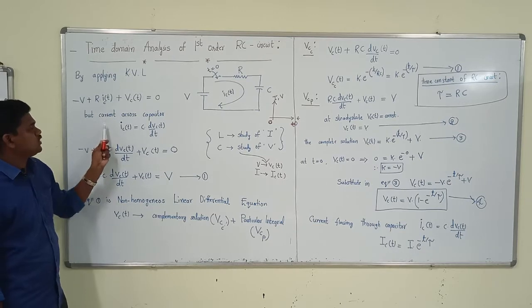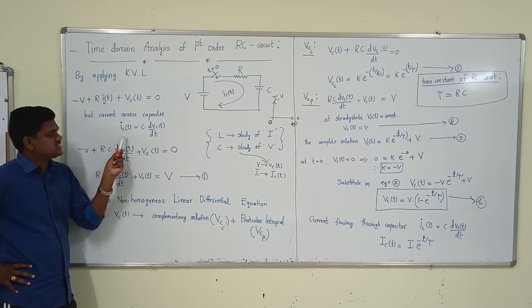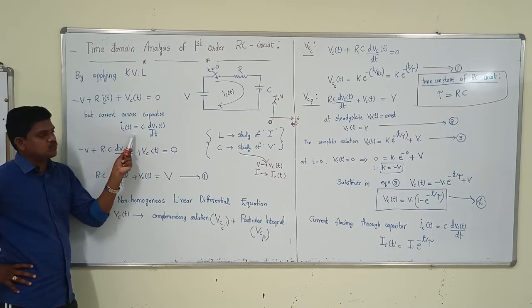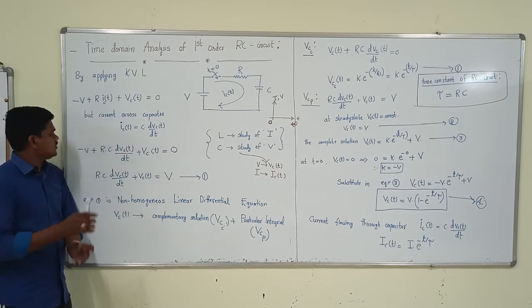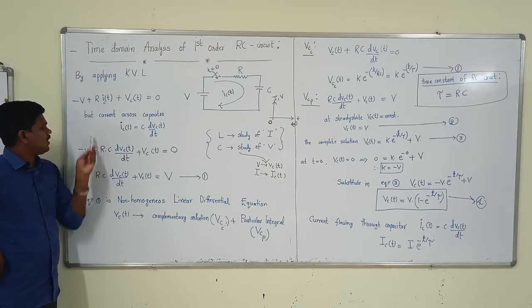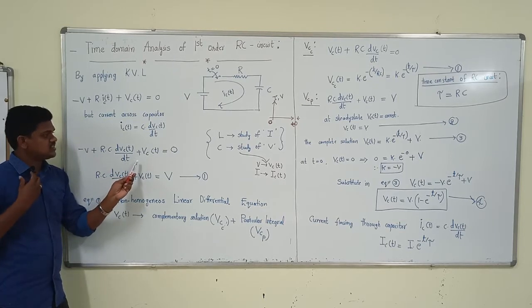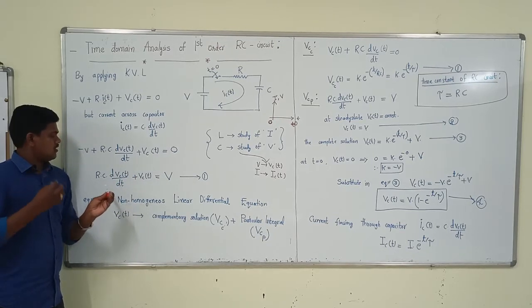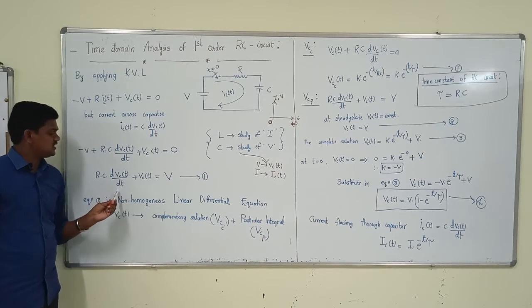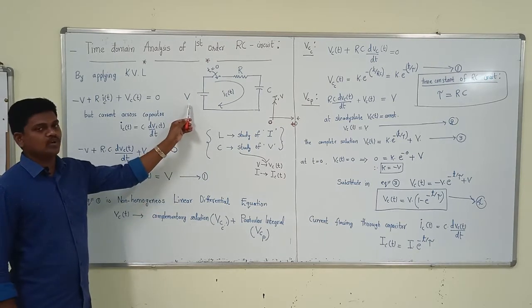In order to remove this, we know this formula from the basics of the capacitor: ic of t, the current through the capacitor, equals C into dVc by dt. Just substitute this formula in this equation. From that, V minus, in place of ic of t, RC dVc of t by dt, minus Vc of t equals 0, so RC dVc by dt plus Vc of t equals V, taking V outside. What is V? V is the voltage source supply.